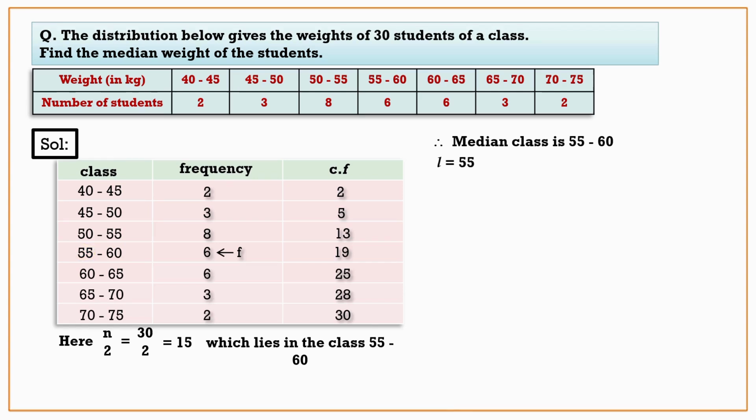And we know that L is the lower limit of the median class. So L will be 55 over here. Now let's find out the h value. h is the difference between 2 subsequent lower limits of the class interval. So 45 minus 40, that is equal to 5. And f we already found, that is 6.